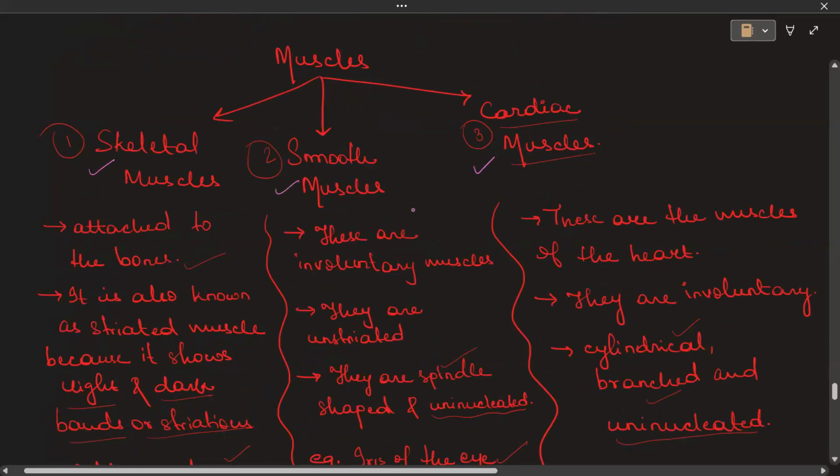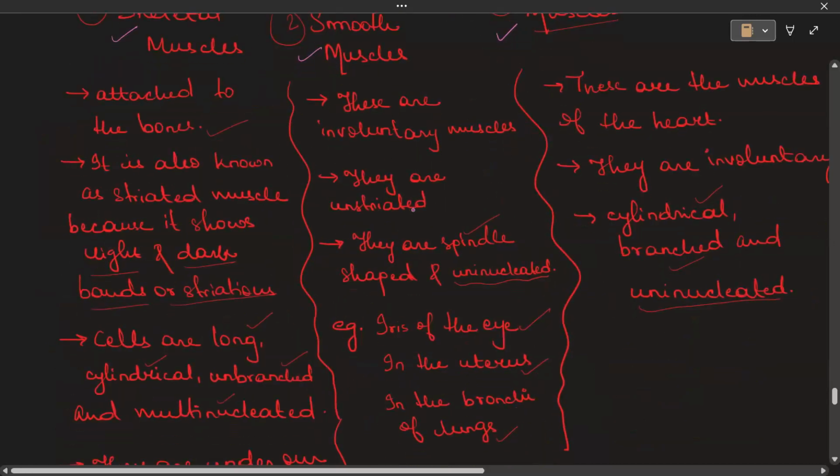Now, skeletal muscles are those muscles that are attached to the bone. It is also known as striated muscles. Why? Because it has a lining or striped appearance and it shows light and dark bands or striations. You can say one dark band, one light band, one dark band, one light band, like that. The whole muscle is arranged.